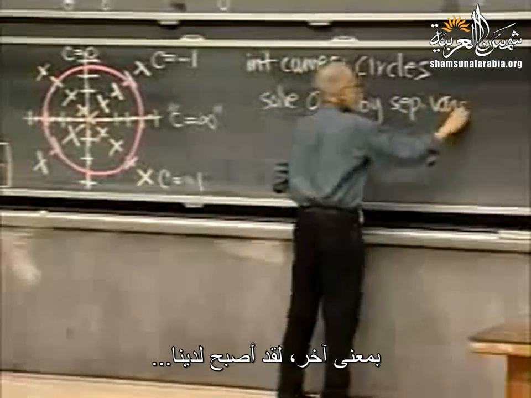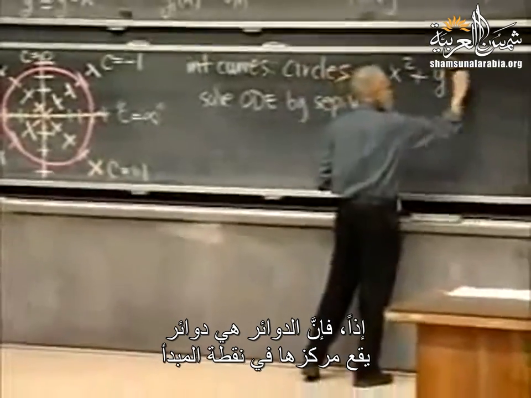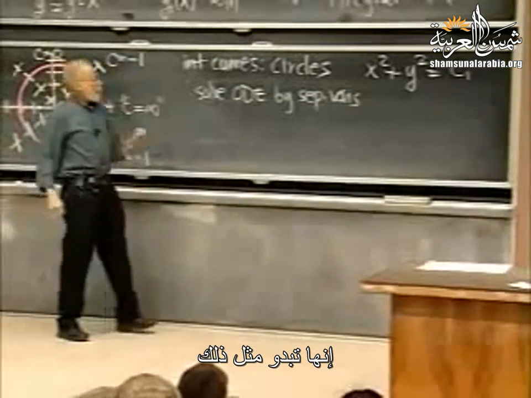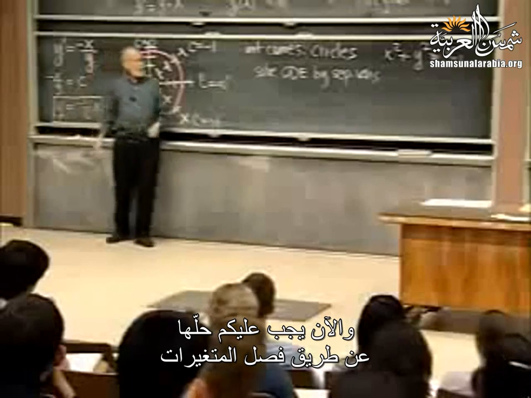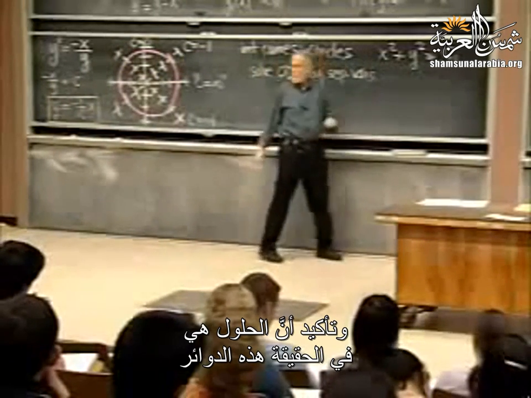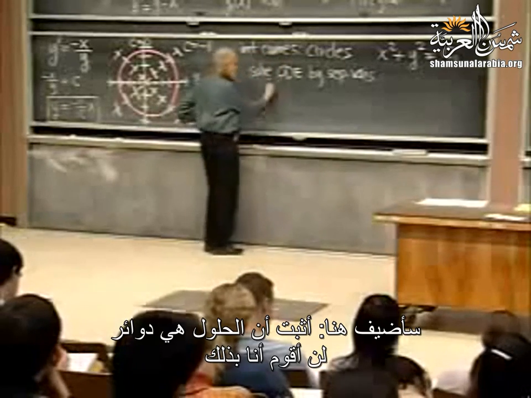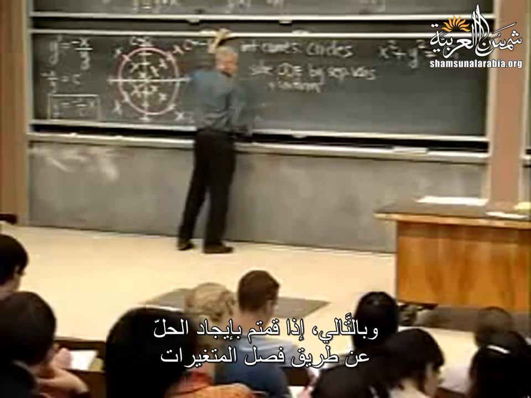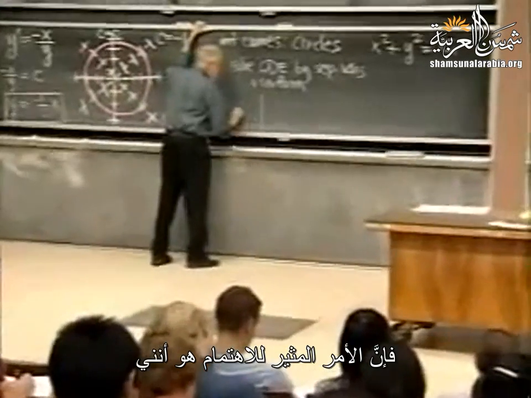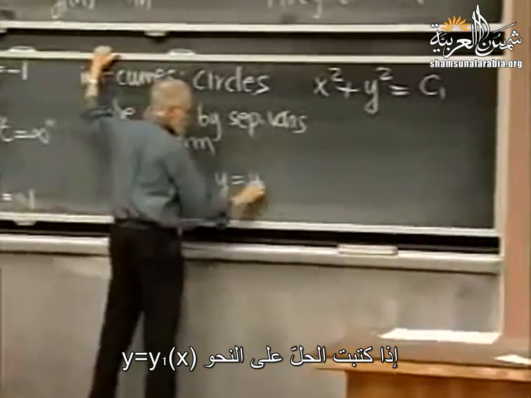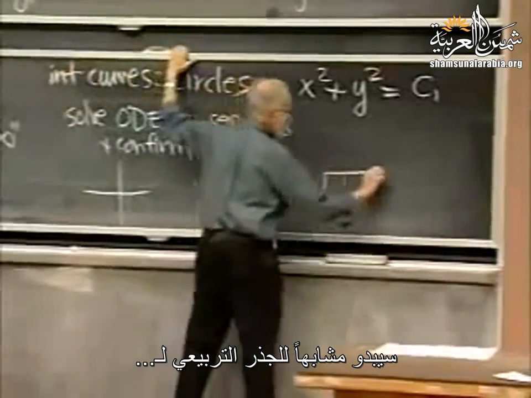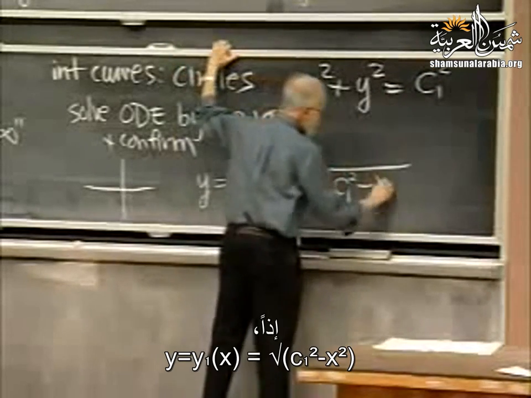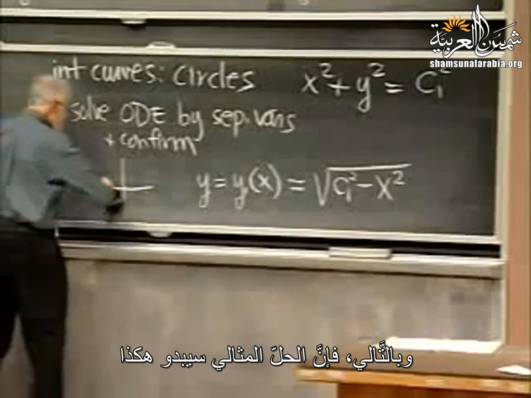In other words, the circles are ones with center at the origin, of course, and radius squared equal to some constant. I'll call it C1, so it's not confused with this c. They look like that, and now you should solve this by separating variables and just confirm that the solutions are, in fact, those circles. I won't do it because I want to do geometric and numerical things today. If I write the solution as y equals y1 of x, it'll look like the square root of C1 squared minus x squared, and so a typical solution looks like this.